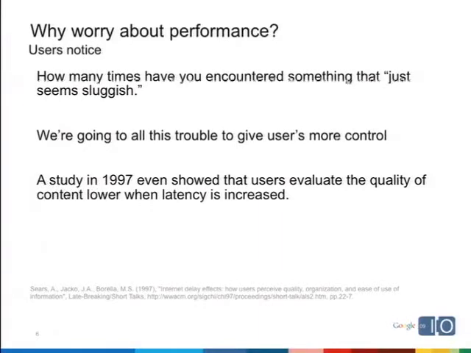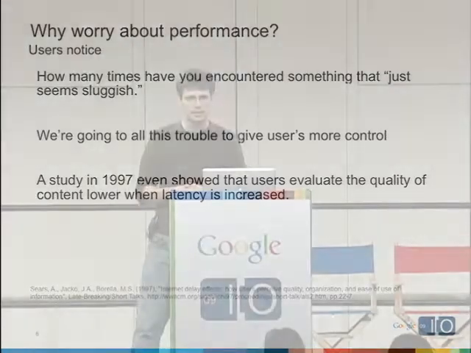The real irony of this is the whole reason we're doing these AJAX applications is we aim to give users more control. And it's funny that we would then take that away by adding different delays, like running a bunch of JavaScript code and not returning quickly enough. In fact, it goes beyond just noticing that things are sluggish. There have been some studies that show that when you add latency into the mix, people actually start to evaluate the content as being lower quality. If you're interested in the full details of that study, there's a link at the bottom, and I think the slides will be available.